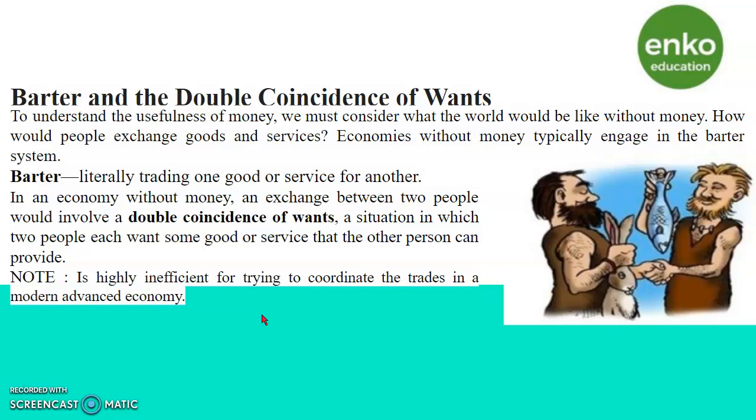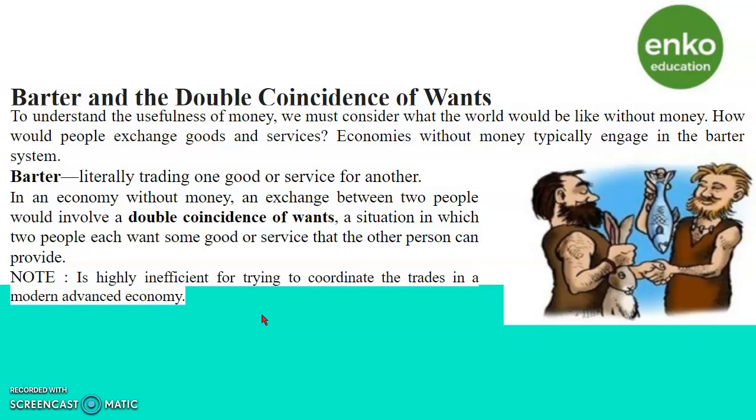How are people used to trade or to exchange things? Economies without money will typically engage in the barter system. So what is the barter system then? The barter system is literally trading one good or service for another.